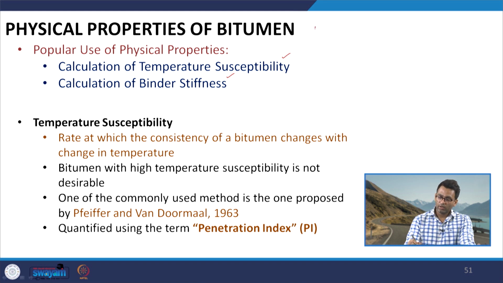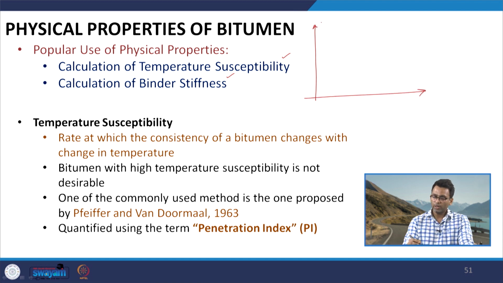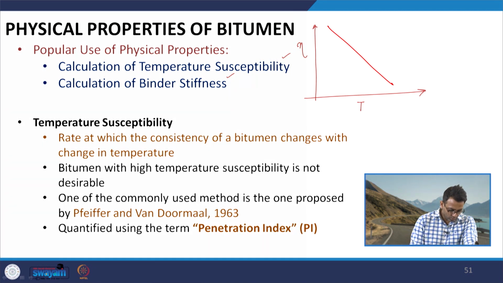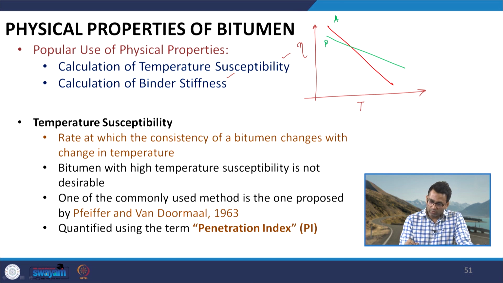So, if we try to see the variation of the property of bitumen at different temperatures, let us say in the y axis we have viscosity and in the x axis we have temperature. Let us say you have two bitumen. For one bitumen the variation of viscosity with temperature is something like this, and for another bitumen, the second bitumen which we are trying to study, the variation of viscosity with temperature is something like this. Let us say this is bitumen A, this is bitumen B.